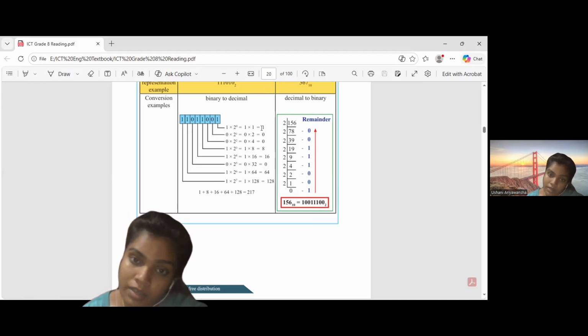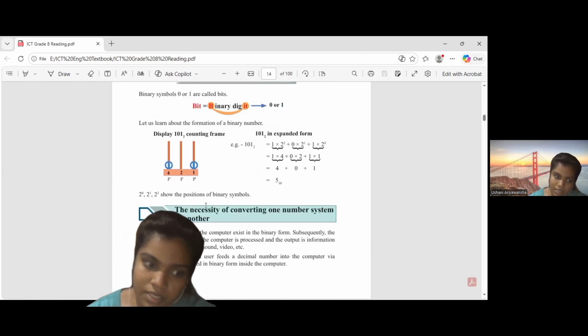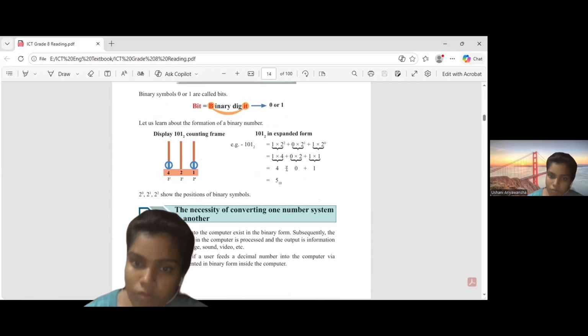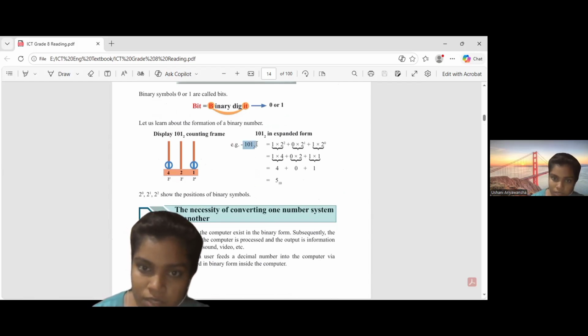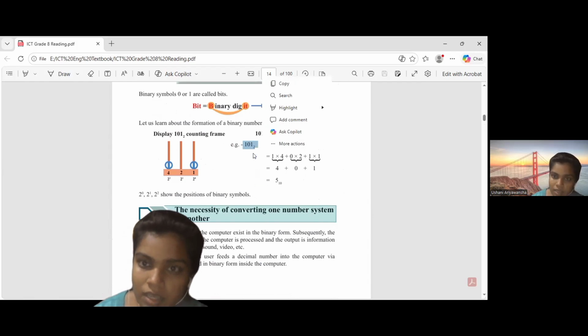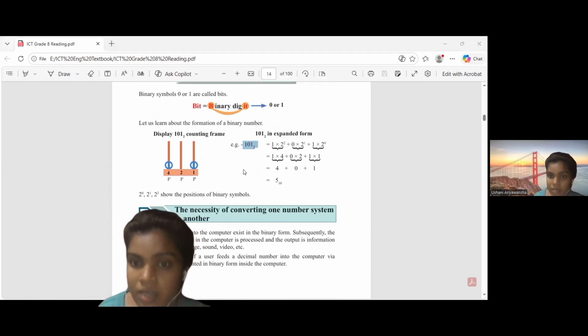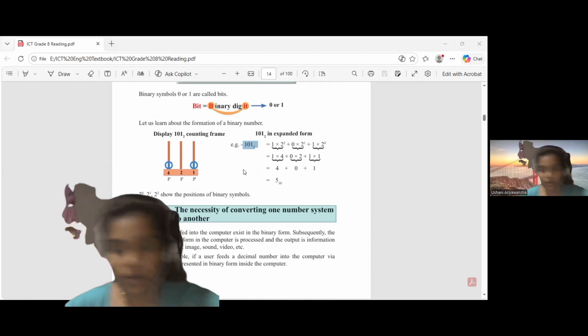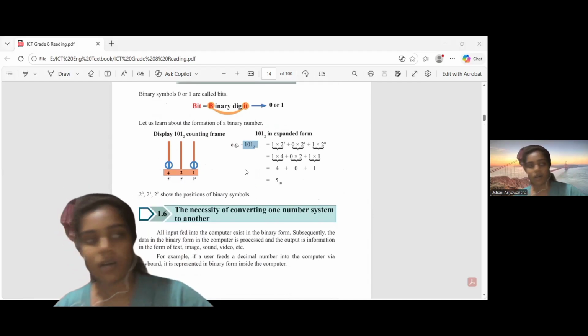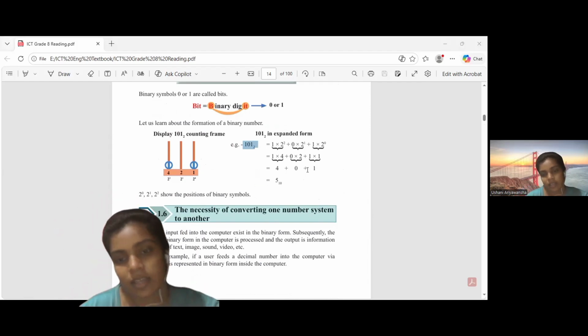We also can convert binary to decimal like this, right? This means 101 base 2 in computer language is actually the number 5 in our language, right? So, okay.